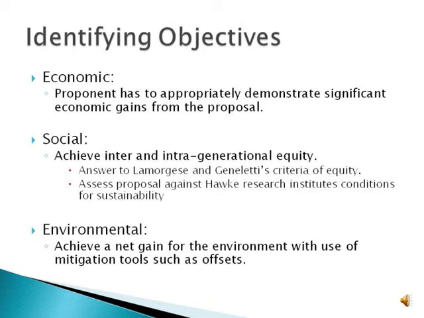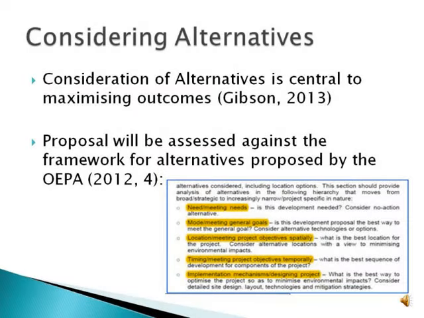We're going to assess the proposal against models from Lamorgese and Geneletti's criteria of equity, as well as the Oak Ridge Research Institute conditions for sustainability. On the environmental side, we are trying to achieve a net gain for the environment with use of mitigation tools such as offsets.